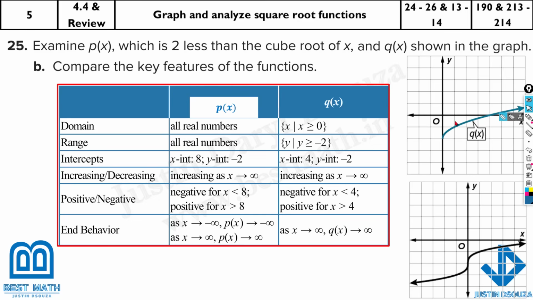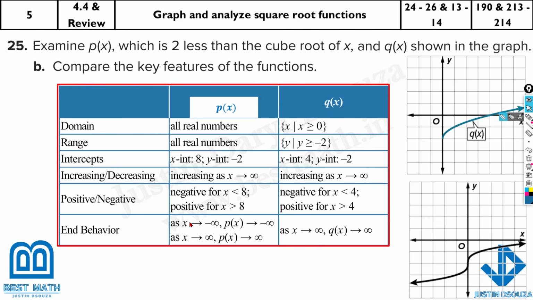Now, what about this one? You need to see whether it is going upwards or downwards. If it was going downwards, it would have been only negative, but here it goes upwards. Where does it touch? At 4. For x less than 4 it is negative, whereas x greater than 4 will be positive.